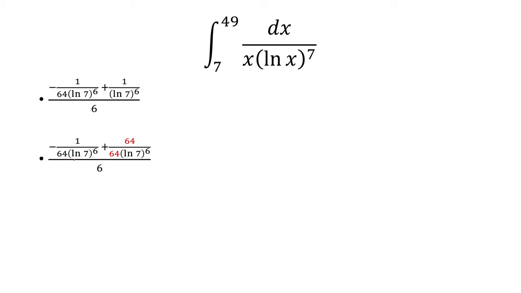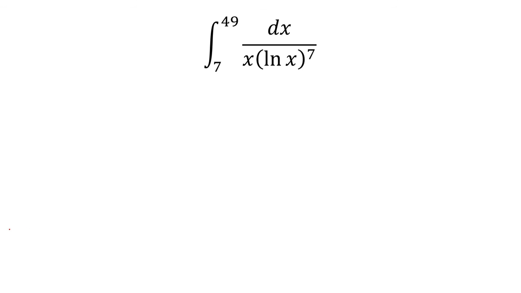Now I want to get the common denominator of 64 times ln of 7 to the 6th, and that's why I'm going to multiply the second fraction by 64 over 64. So then I have negative 1 plus 64 to give me 63, over the common denominator of 64 times ln of 7 to the 6th, and that's going to be all over 6. Now the 6 is going to come up here with the 64, and you're going to end up multiplying it. So 64 times 6 is going to give us 384.